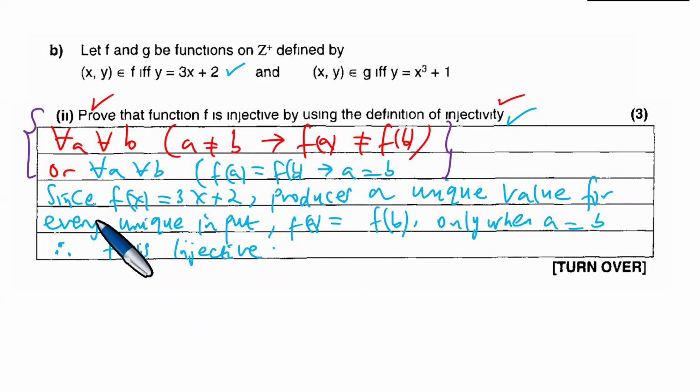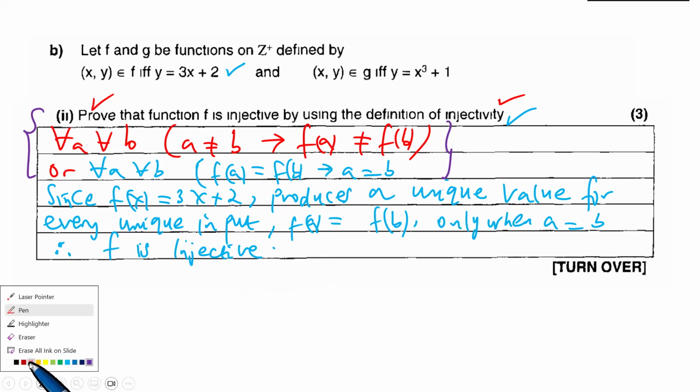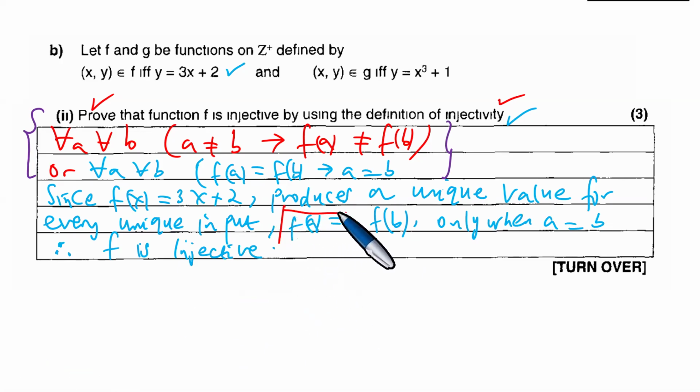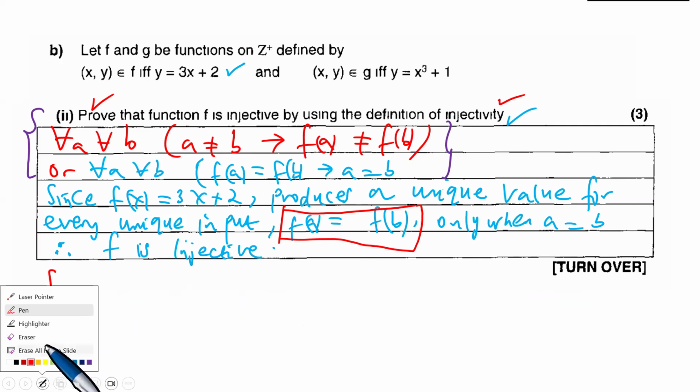We can do any of this, but we decided to go with the second one, to say since f of x equals 3x plus 2 produces a unique element for every unique input. We began with f of A equals f of B. With that, this is true only when A equals B, and this means injectivity. Alternatively, a student can start as follows and say, we can say alternatively.